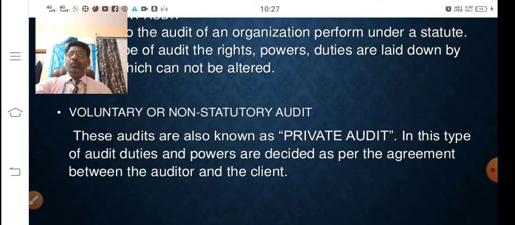You have to know the difference between statutory audit and private audit. This private audit is carried out by the auditor and the client, whereas statutory audit is carried out under the law. This is the difference between statutory audit and non-statutory audit.